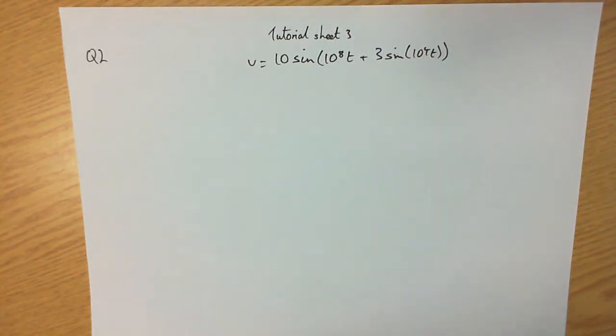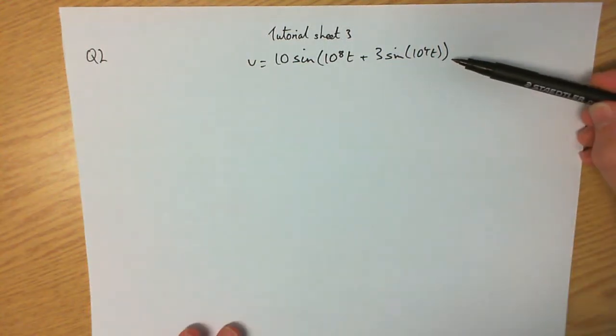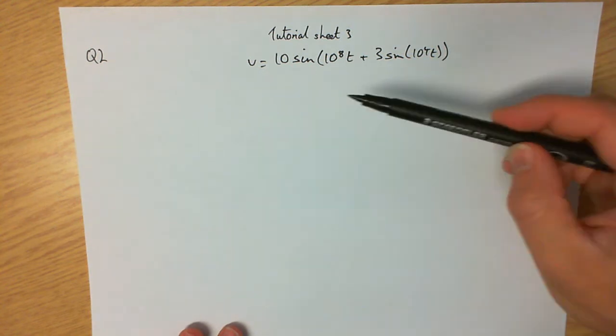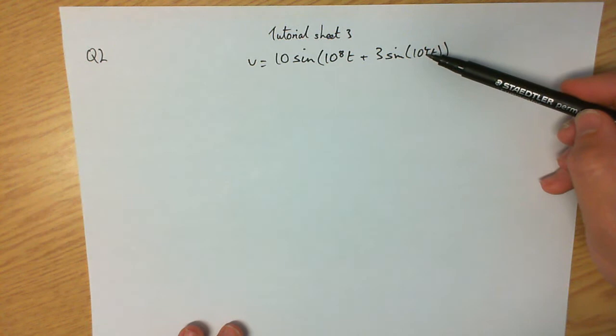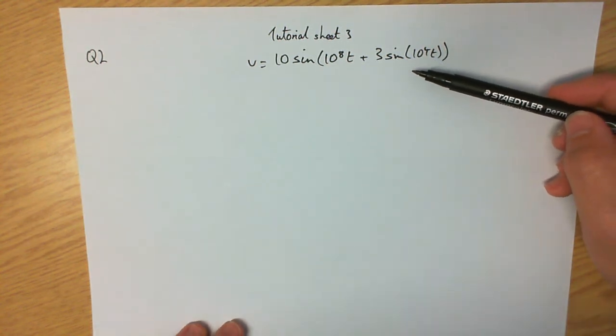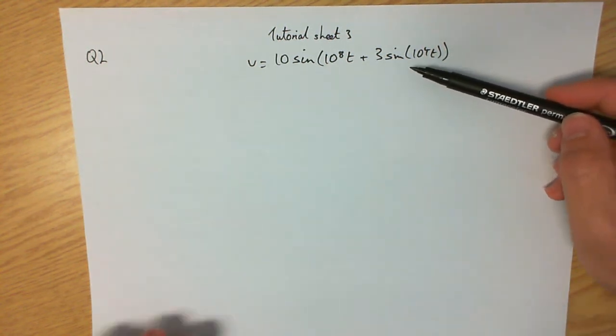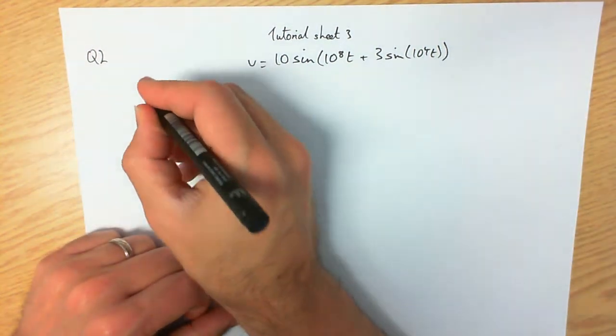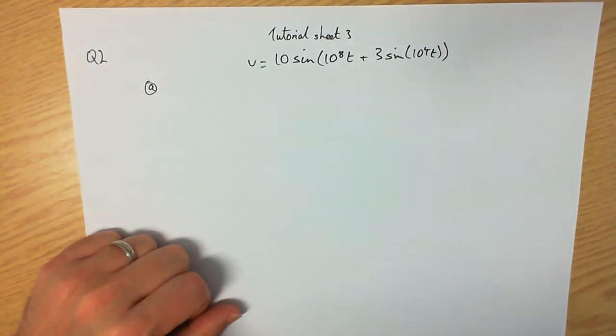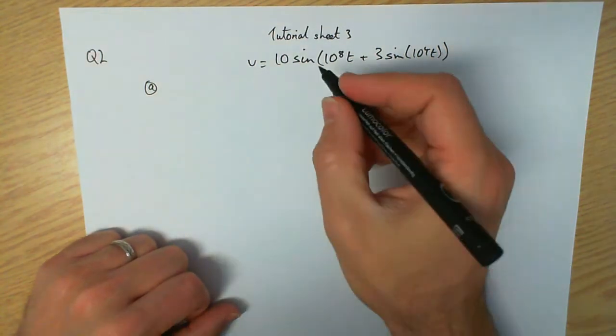Tutorial sheet 3, question 2. We're given this equation for an FM signal, which is 10 sin(10^8 t + 3 sin(10^4 t)). We're asked to calculate three terms for this. First of all, for part A, we're asked to calculate the carrier and modulating frequencies.